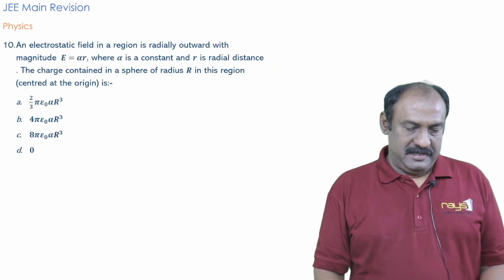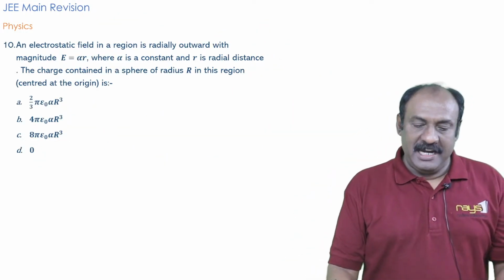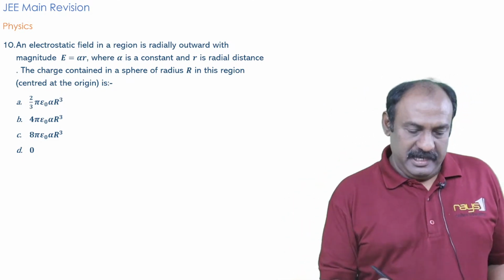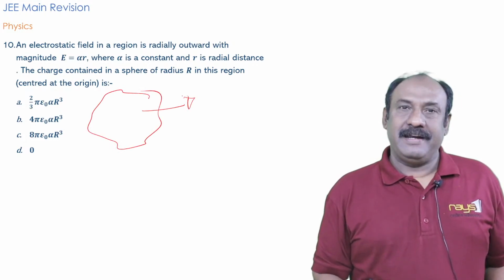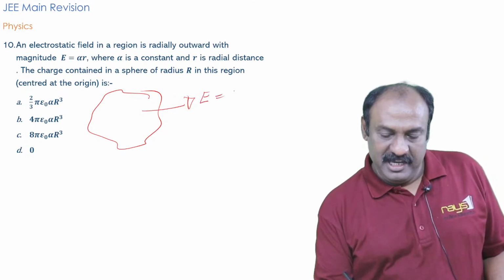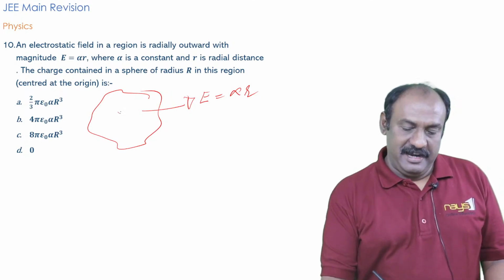Okay, right. Next, question number 10. An electrostatic field in a region is radially outward with magnitude E equal to alpha into r, where alpha is a constant and r is the radial distance.